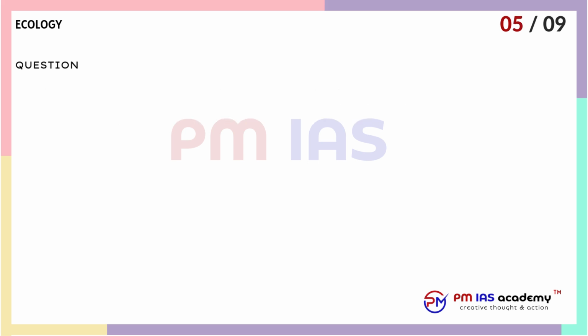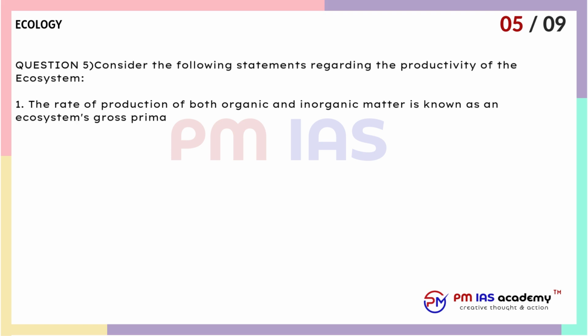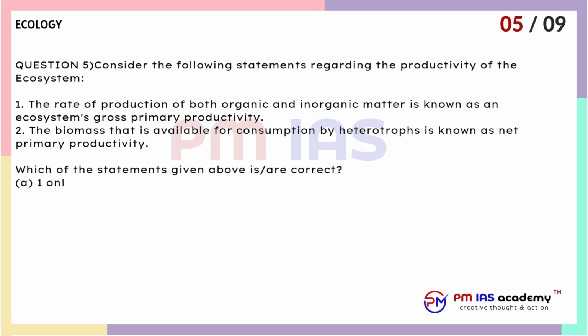Question 5. Consider the following statements regarding the productivity of the ecosystem. 1. The rate of production of both organic and inorganic matter is known as an ecosystem's gross primary productivity. 2. The biomass that is available for consumption by heterotrophs is known as net primary productivity. Which of the statements given above are correct? A. 1 only. B. 2 only. C. Both 1 and 2. D. Neither 1 nor 2.